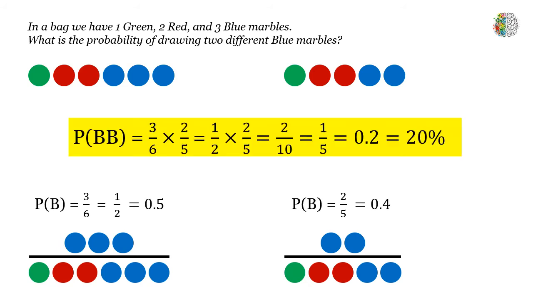Now to calculate the probability of drawing 2 different blue marbles, I'm going to multiply those 2 probabilities together, and that's going to give me a probability of 1 out of 5, which is 0.2, which equals 20%. I have a 20% probability of drawing 2 different blue marbles without replacing if I started with a bag of 6 marbles and 3 blue.